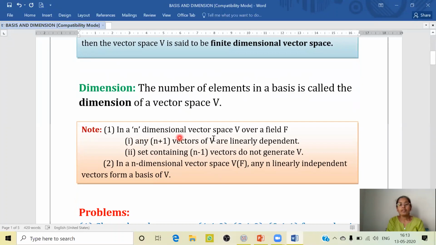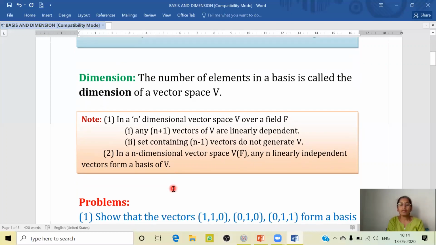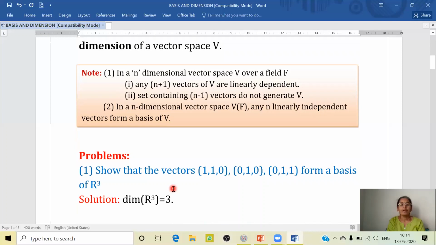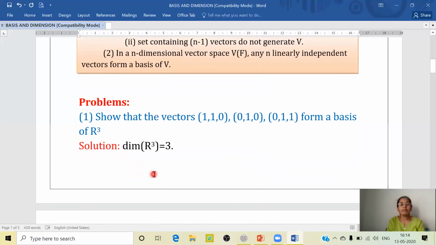In an n-dimensional vector space V over a field F, any n plus 1 vectors are linearly dependent and any set containing n minus 1 vectors do not generate V. And in an n-dimensional vector space, any n linearly independent vectors form a basis of V. So we use these results while solving the problems. So let us see the first problem here.